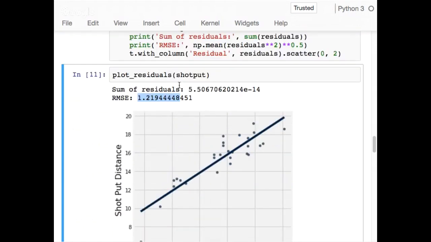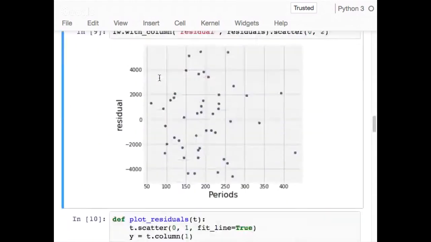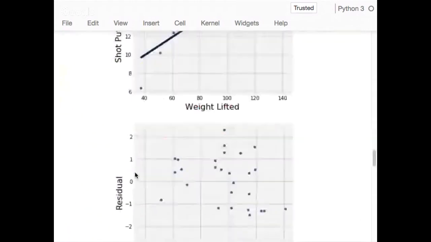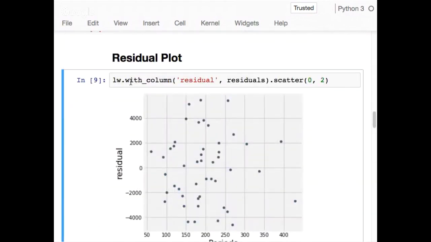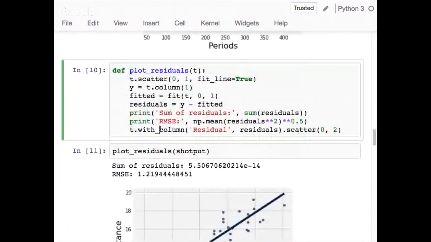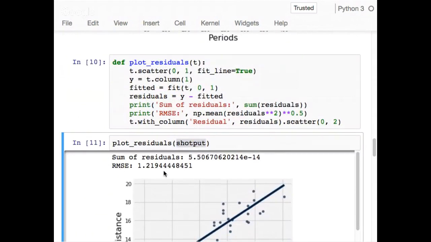Okay, so here we have some data on Little Women, and this is the same thing as we saw before. Wait, this is not the same. This is Little Women. This right here is shot put data. Okay, so we saw before we had some shot put data.